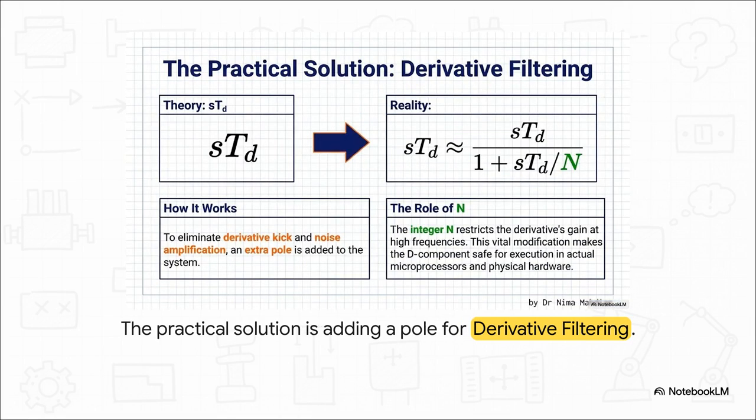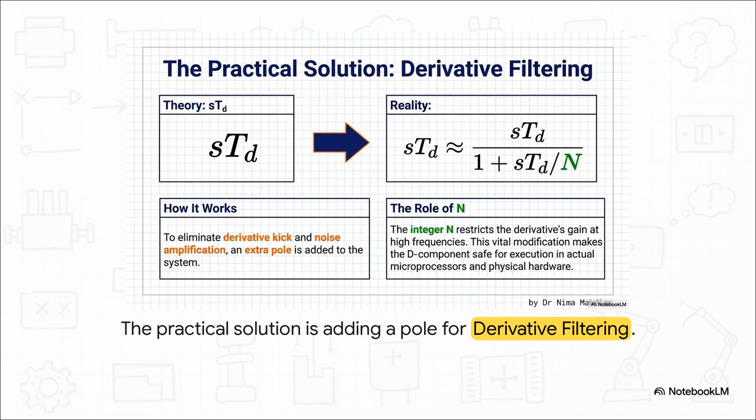The practical solution? Derivative filtering. In pure theory, the derivative term is simply s times T sub D, but the reality equation transitions to s times T sub D, which is approximately equal to s times T sub D divided by the quantity 1 plus s times T sub D over N.